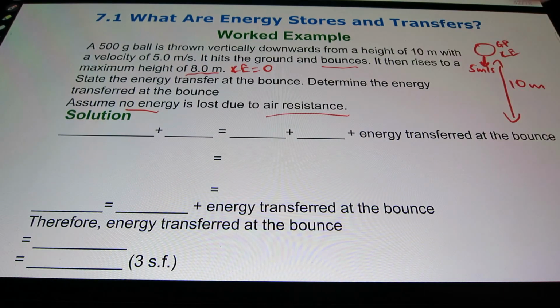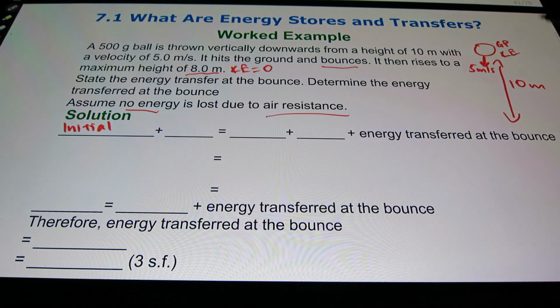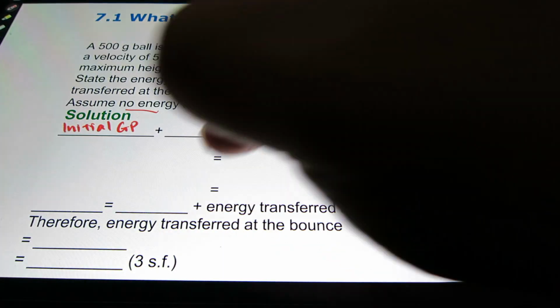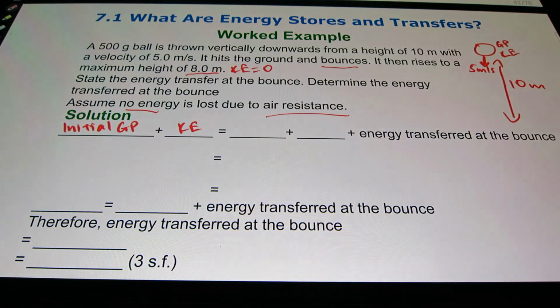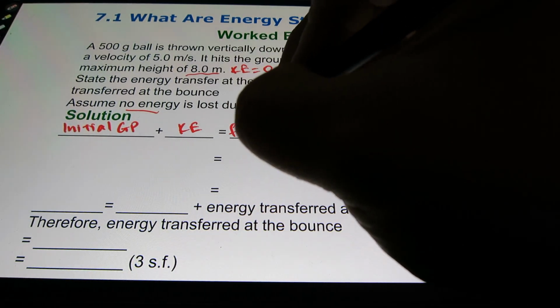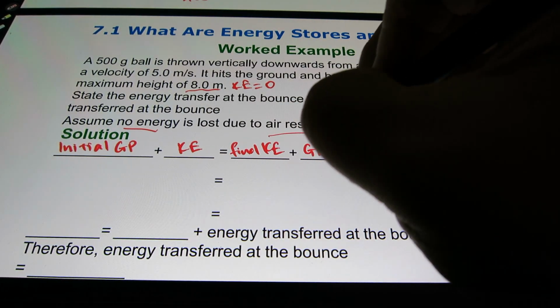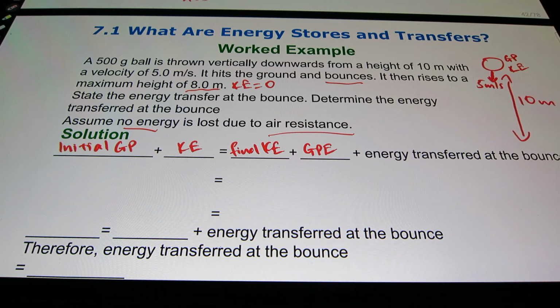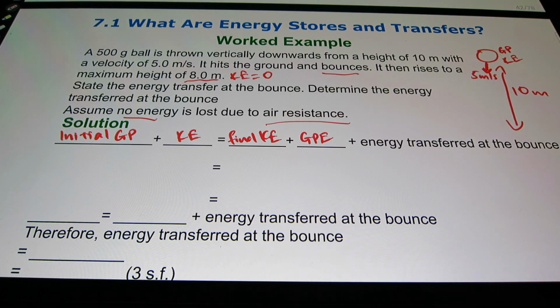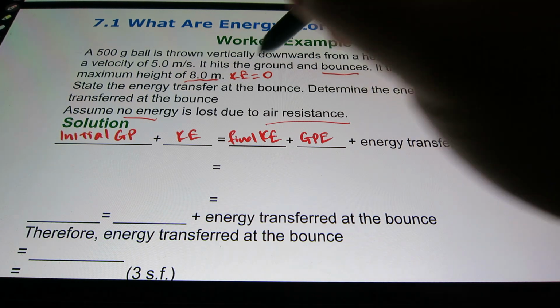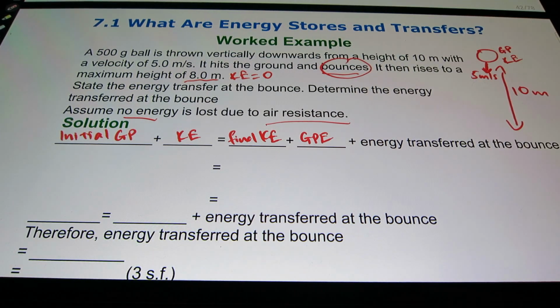My solution statement for the principle of conservation of energy states that energy cannot be created or destroyed. So whatever energy I had at the start, of which I have two, gravitational potential and kinetic. So initial gravitational potential, initial kinetic energy must equal the final kinetic energy I have, the GPE I have at the 8 meter mark, and also the energy that is transferred out of the ball at the moment that it hits the ground during the bounce here. This is my principle of conservation of energy statement.